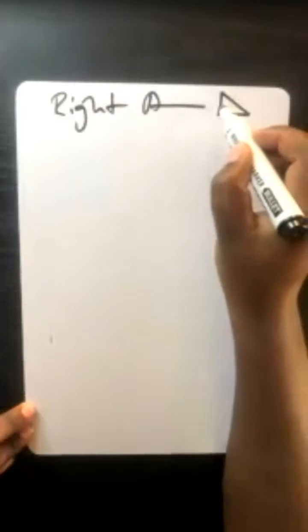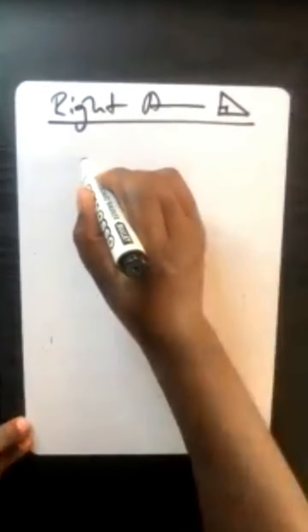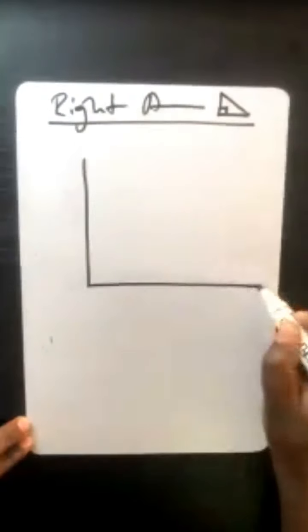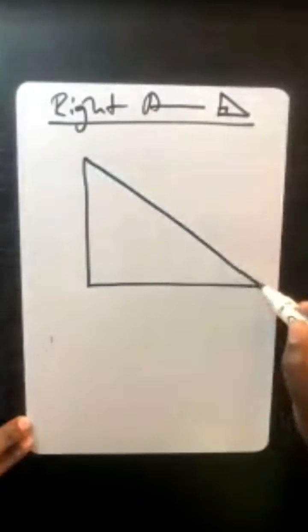Everything that I'm going to be talking about now is based on a right-angled triangle. Did you get that part, guys? A right-angled triangle. Okay, so in a right-angled triangle, each side has a specific name. So let me just draw that right-angled triangle.